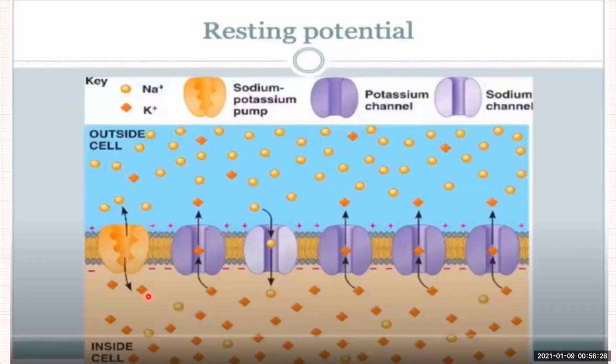Against their concentration gradient, so you can see there are fewer sodium ions here, and they are being pumped out against the concentration gradient. And here, we have fewer potassium ions, but they are also pumped inside against the concentration gradient. So these pumps require ATP to work.